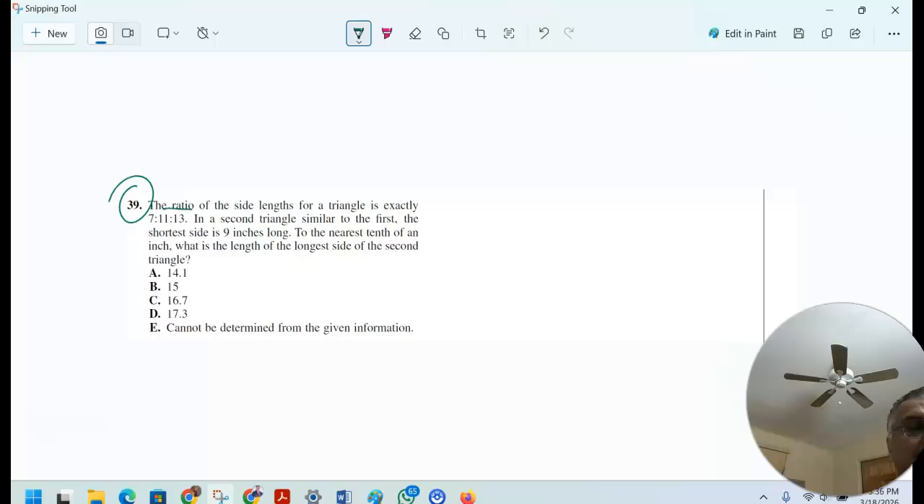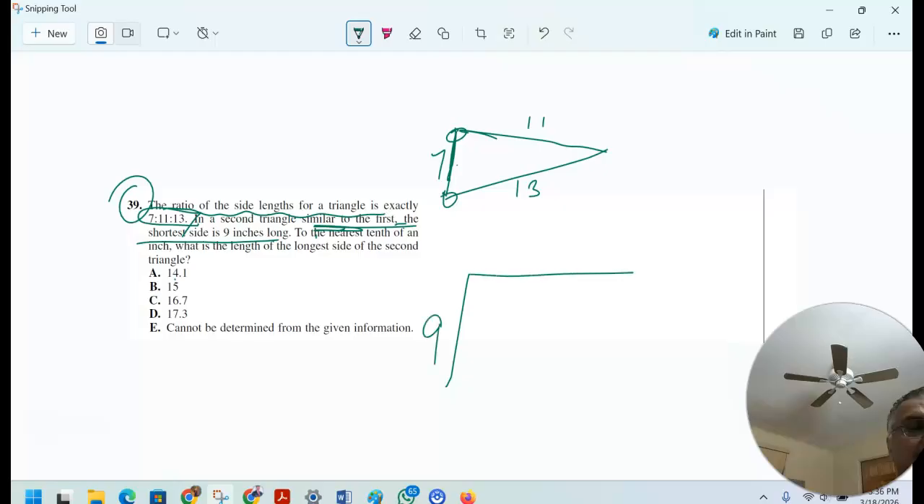Question 39, the ratio of the sides of a triangle is exact. So this is the ratio. It means if the side is, let's say, if this is 7, and if this is 11, and this is 13. I'm just making my own. And then there is another triangle. This triangle, the second triangle, is similar to the first. The shorter side is 9. That means if this is 7, I'll make it a little 9 here. So everything will go. So the question is asking, this is the longest one. How much length will be the long one?